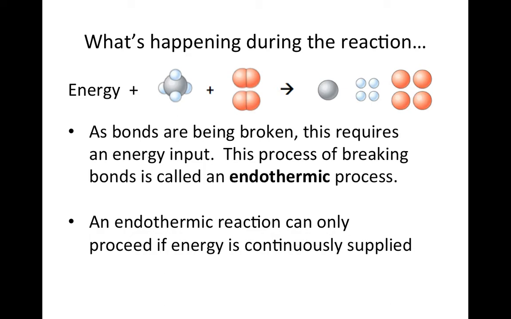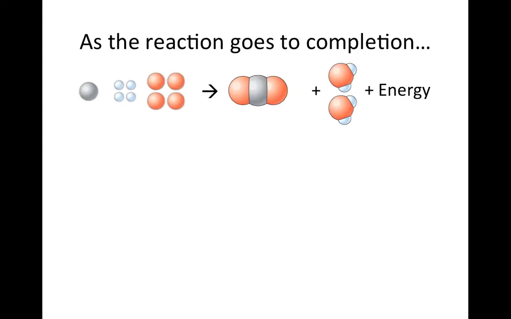Interestingly enough, an endothermic reaction can only proceed if energy is continuously supplied. So if the energy runs out, the reaction stops. The second part of the reaction is when we take these individual atoms here and they recombine into these other molecules of carbon dioxide and water. This is the telltale sign of a chemical reaction, or a chemical change, because what's actually happening is these atoms are rearranging themselves into new substances.